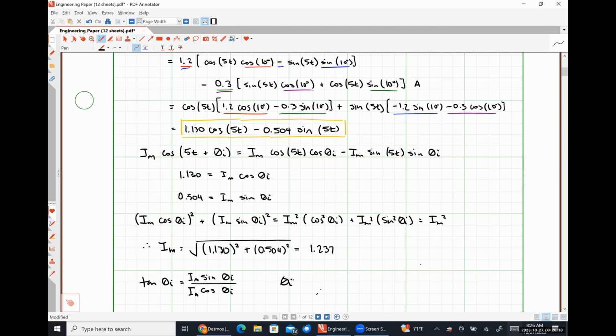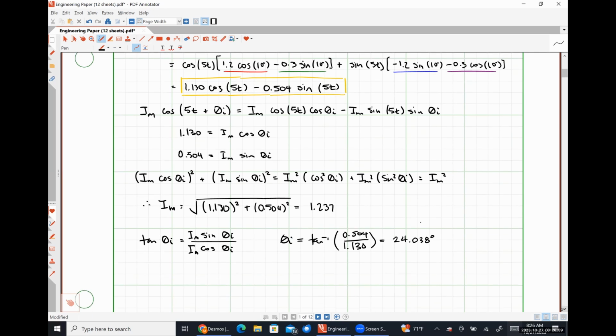So from this, my phase angle is just going to be the inverse tangent of 0.504 divided by 1.130. That's 0.504 divided by 1.130. And I wind up getting a phase angle of 24.038 degrees, with a little bit of rounding error.